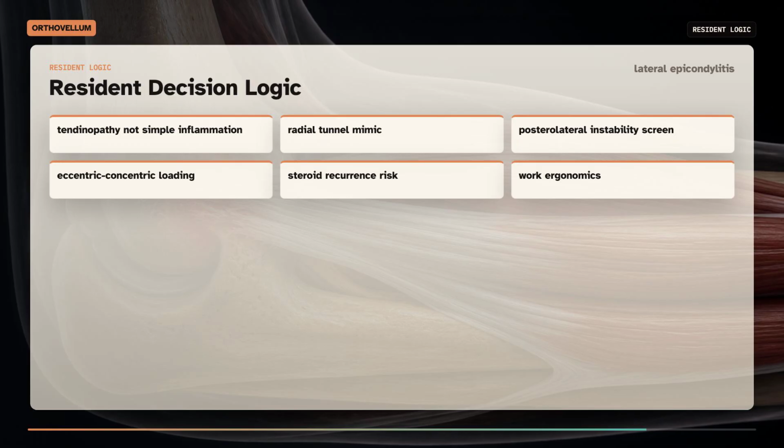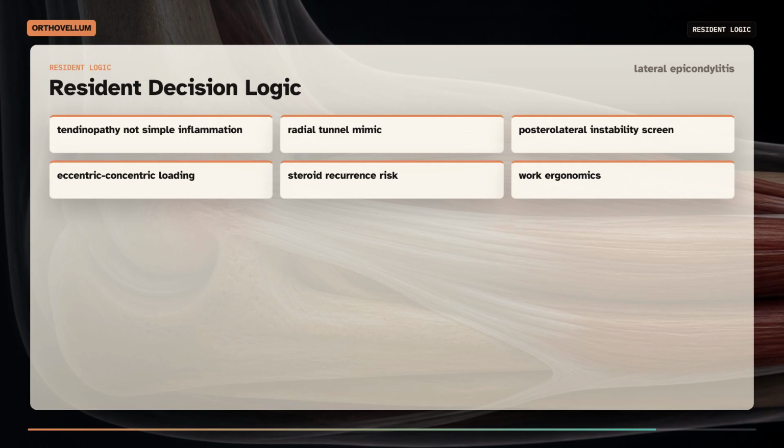On a ward round or in clinic, present the case as a decision, not a biography. Diagnosis, severity, risk, options, and what you recommend next. The resident who can explain a condition simply without lying about complexity is already practicing at a higher level.